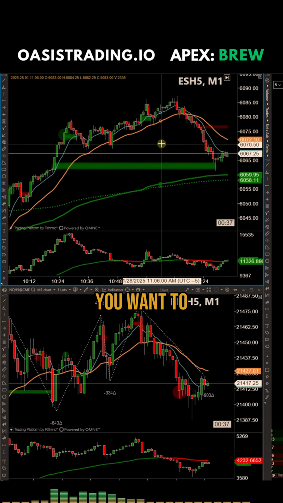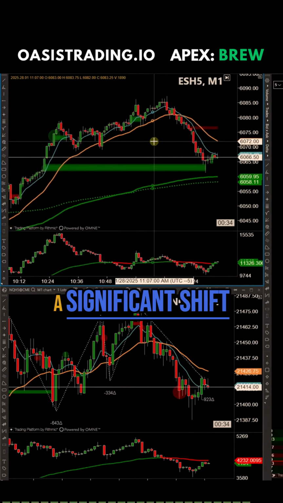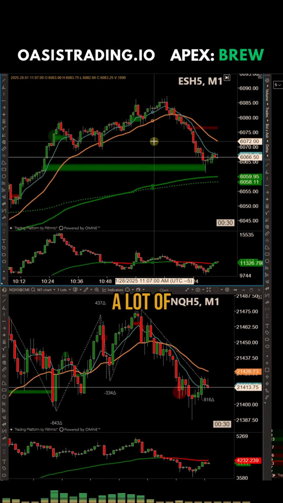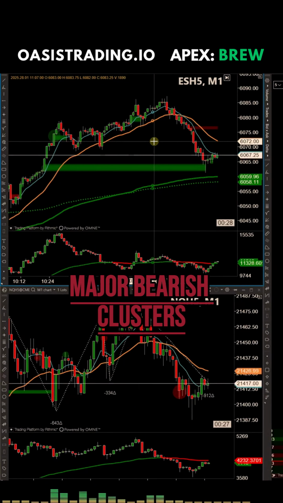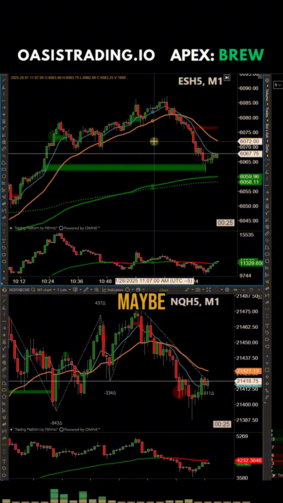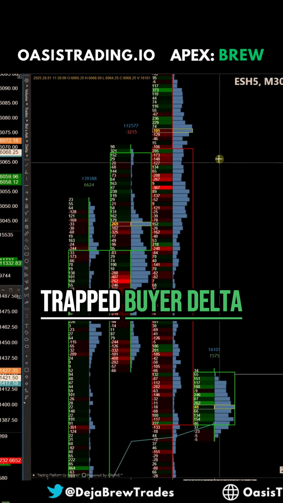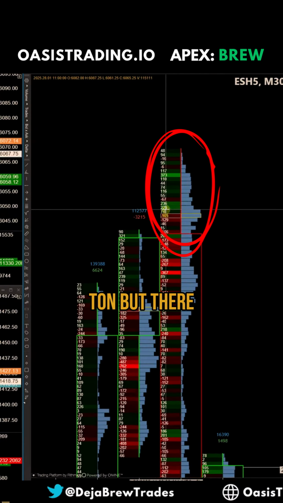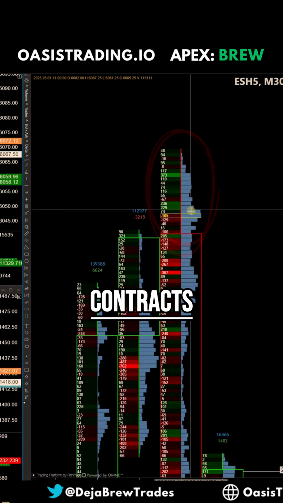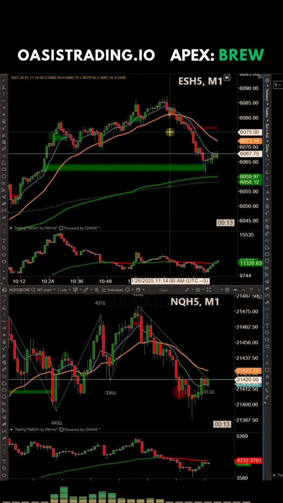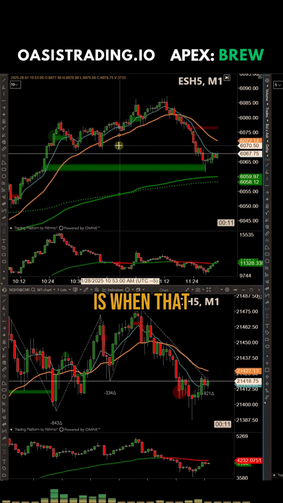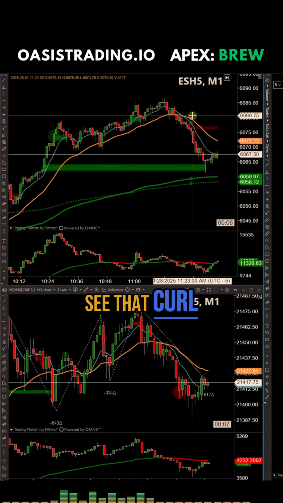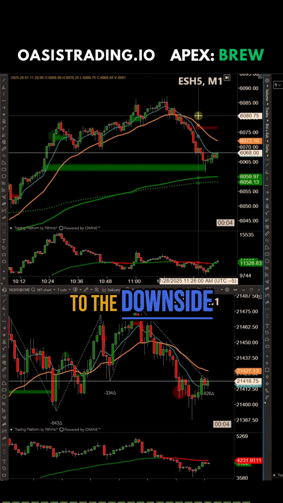So typically what you want to wait for is a significant shift in delta, usually a lot of bearish delta coming in, major bearish clusters, maybe if you have a lot of trapped buyer delta on the high, kind of like what we had today. There wasn't a ton, but there was maybe 1,000 contracts trapped on that high. And then realistically, what you want to look for is when that 24 EMA starts to curl over. So we start to see that curl to the downside on that 24.